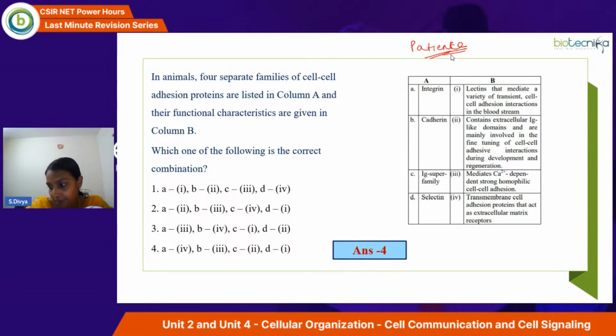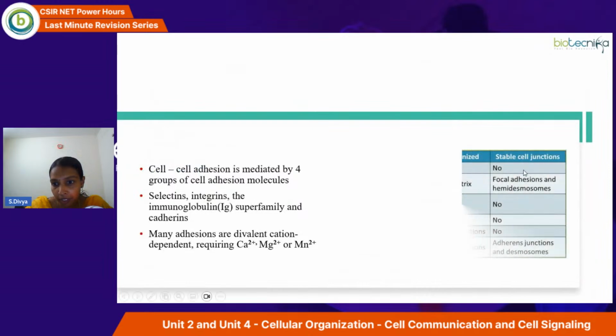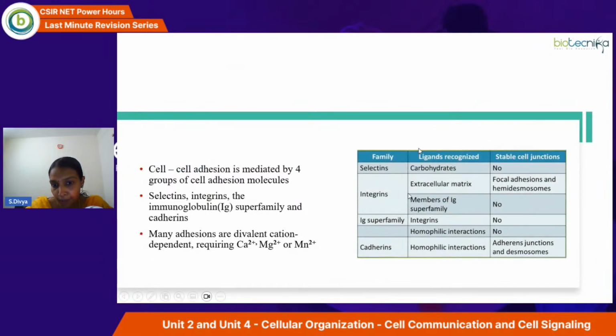Absolutely correct. So remember this table, which is taken from Cooper. Selectins, if they are bound with carbohydrates, there won't be any stable junctions. But integrins, if they are bound with ECM proteins, can form a stable junction like focal adhesion and hemidesmosomes. Similarly, cadherins also promote stable junctions like adherens junctions and desmosomes. And remember, all the adhesion molecules require divalent cations for their activation.